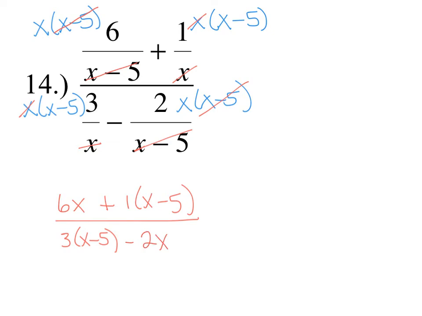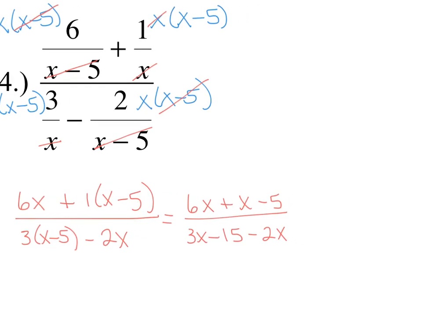I'm going to go ahead and simplify my numerator and denominator. So I'm going to distribute. There's really nothing to distribute in the top because you're just multiplying it by 1. So you'll just have 6x plus x minus 5. And in the denominator here, you'll have 3x minus 15 minus 2x. And the last step is just to combine my like terms. So we'll have 7x minus 5 divided by 1x minus 15.